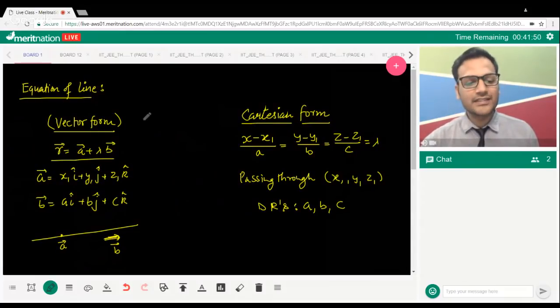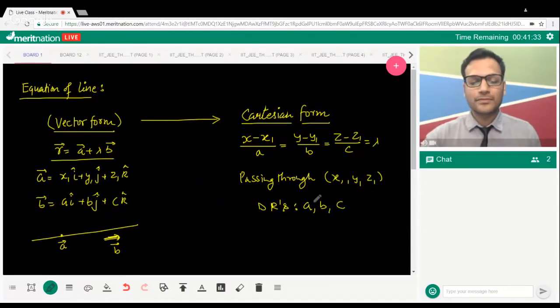Similarly, I can express the same vector form into Cartesian form also, like this: (x minus x1) upon a, (y minus y1) upon b, (z minus z1) upon c. This implies that the line is passing through the point A (x1, y1, z1), and the DRs of the line are a, b, and c. If a square plus b square plus c square is equal to 1, they can also represent the direction cosines, DCs. So this is a very basic bit.